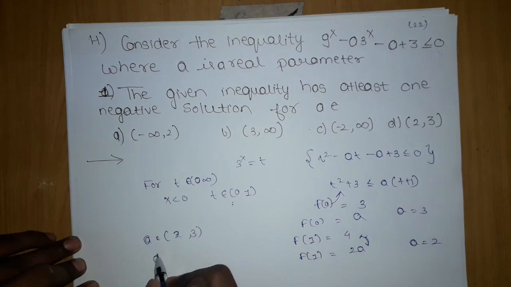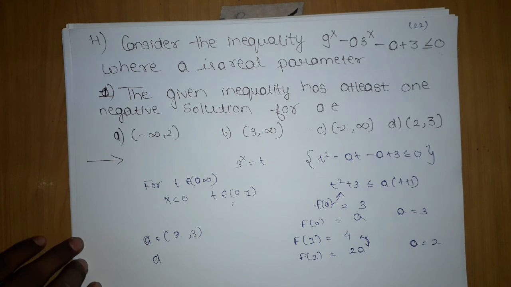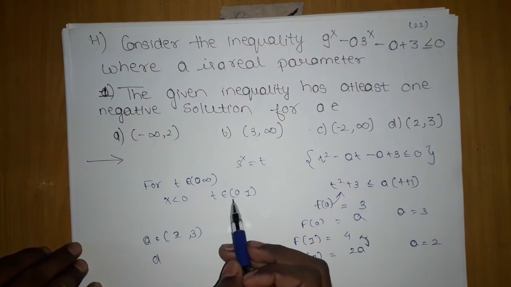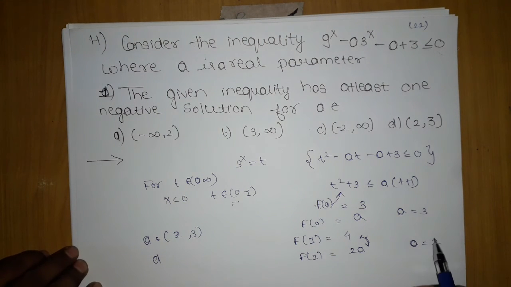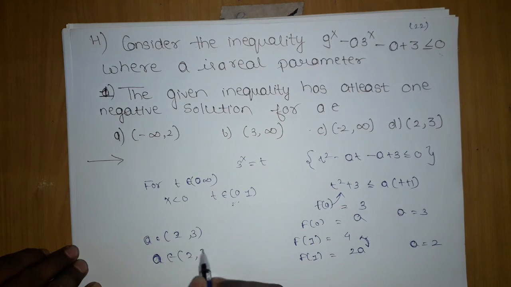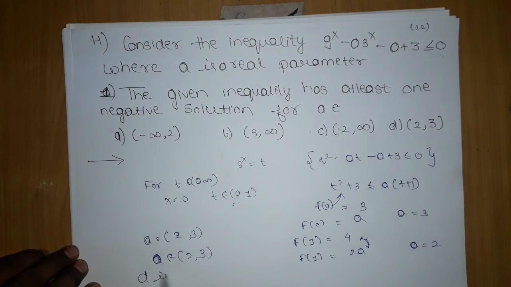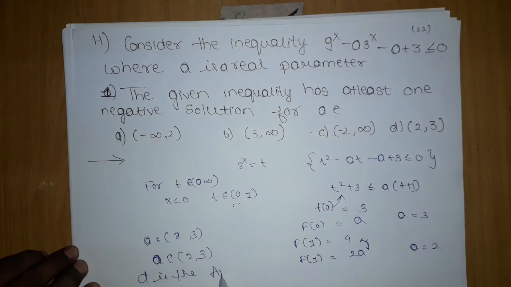Is there any option? Yes. Now why am I saying open bracket? Although these two are equal, t belongs from 0 to 1, so if these two are in open brackets, these two will also be in open brackets, because we are getting this value from this. So a belongs to (2, 3), and D is the answer. D is the answer. Okay guys, D is the answer.